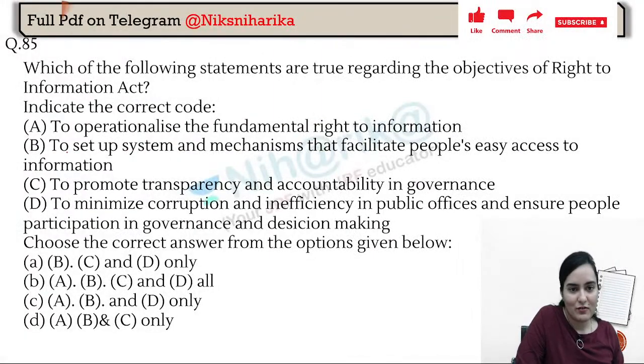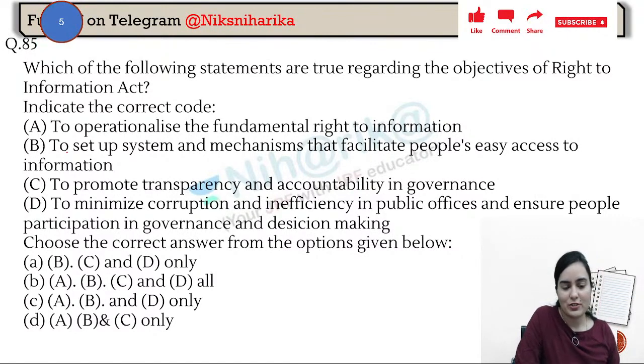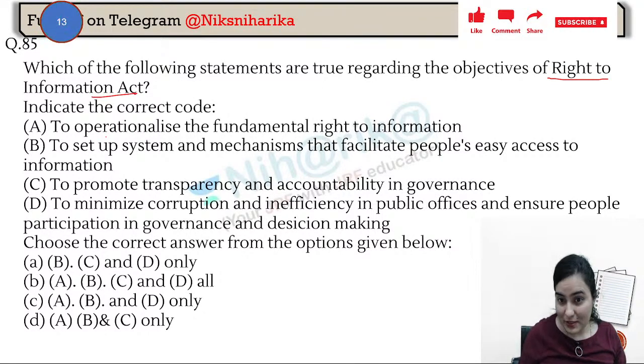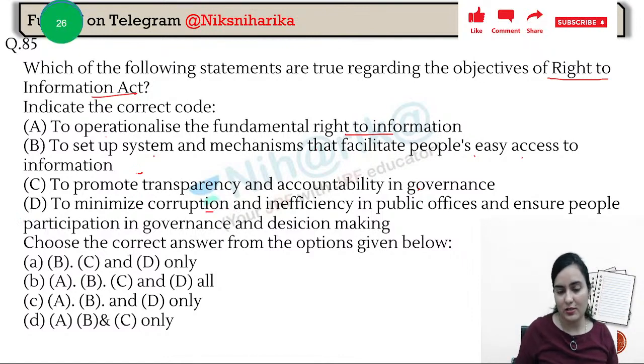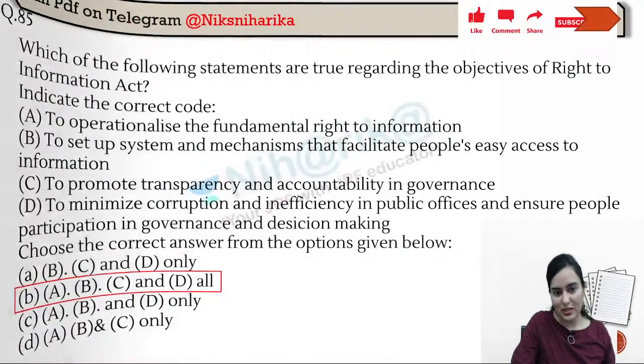Next one. Which of the following statements are true regarding the objects of the Right to Information Act? What do you think? In the Right to Information Act, to operationalize the fundamental right of information. Okay, cool. Then to set up the system and mechanism that facilitate people's easy access to information. Cool. To promote transparency and accountability in governments. Good point. To minimize corruption. Very good. That is, the government should not hide. Very good. Option B is the correct answer.